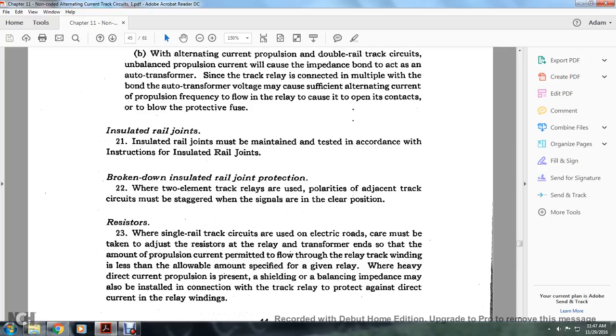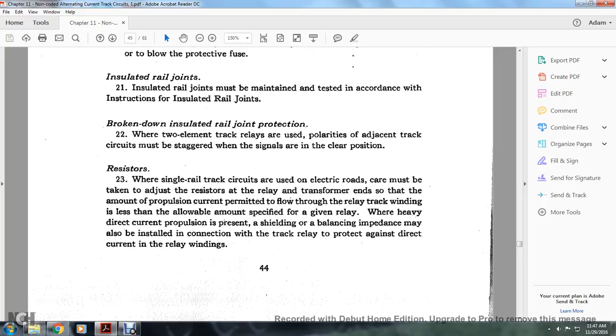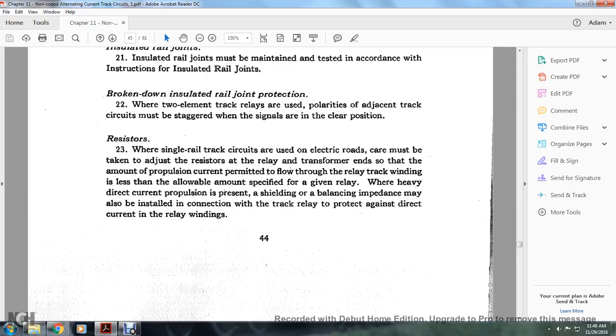23. The resistor. When a single rail circuit is used, the electrical rating of the carrier must be taken with just the resistor of the relay transformer in, so that the amount of propulsion current permitted to flow through the relay track winding is less than the amount specified for the given relay. Where heavy direct current propulsion is present, shielding of the balancing impedance may also be installed with the connection to the track relay, protecting against direct current in the relay windings.